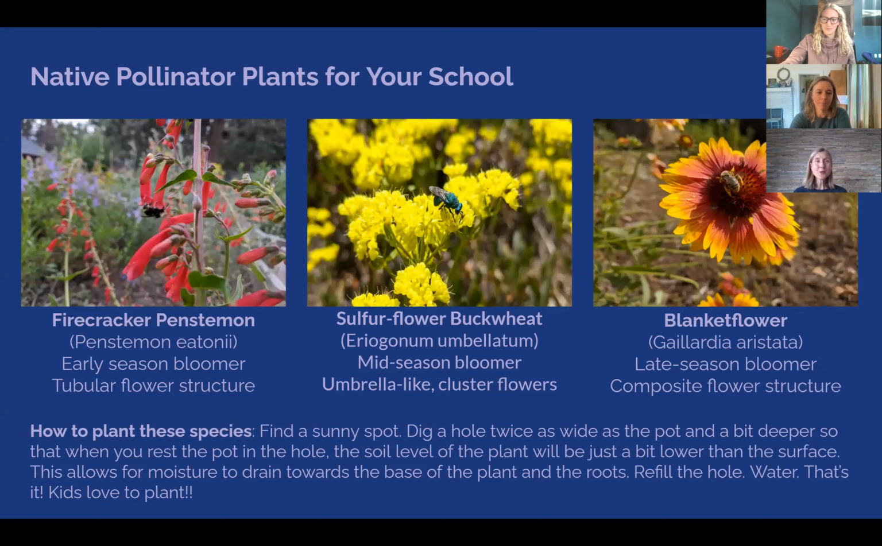And finally, if you participated in our Healthy Soils workshop, you were able to receive 6 different native pollinator plants, and we were able to give you 2 of each early, mid, and late season bloomers. As you can see, just looking at them, these are all different colors, different architecture, and appeal to different types of pollinators. So if you have yet to plant your plants, what you want to do is find a sunny spot. All three of these species like a sunny spot.